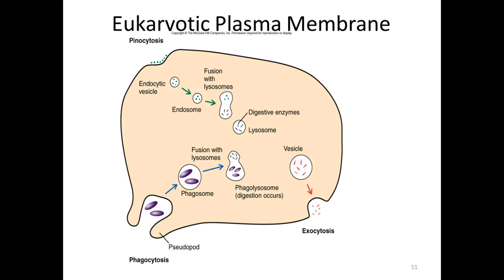So they're going to surround and engulf stuff. If it's large stuff, it's phagocytosis. If it's relatively small, it's referred to as pinocytosis. These are all forms of endocytosis. Endo meaning to take within the cell.